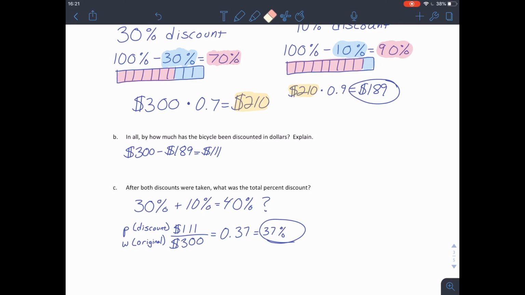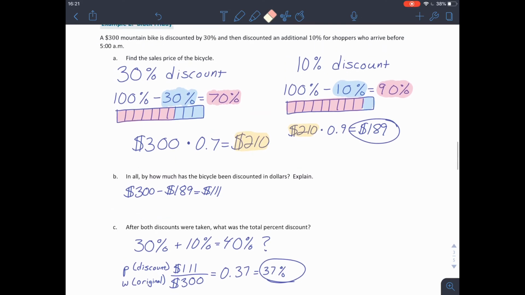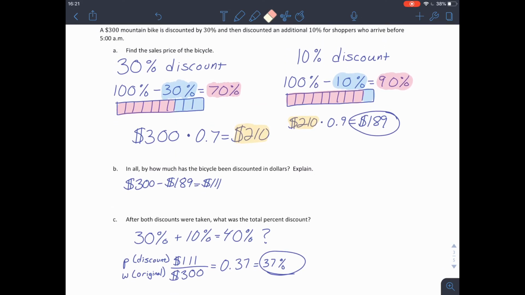And that might not feel like it makes sense because it was 30 and then 10. Isn't that 40? But again, the 10% is off of the price that we got after we did our 30% discount. It's set up here as an additional 10%. So that goes on top of, separate. So we have to calculate the one, then the other.